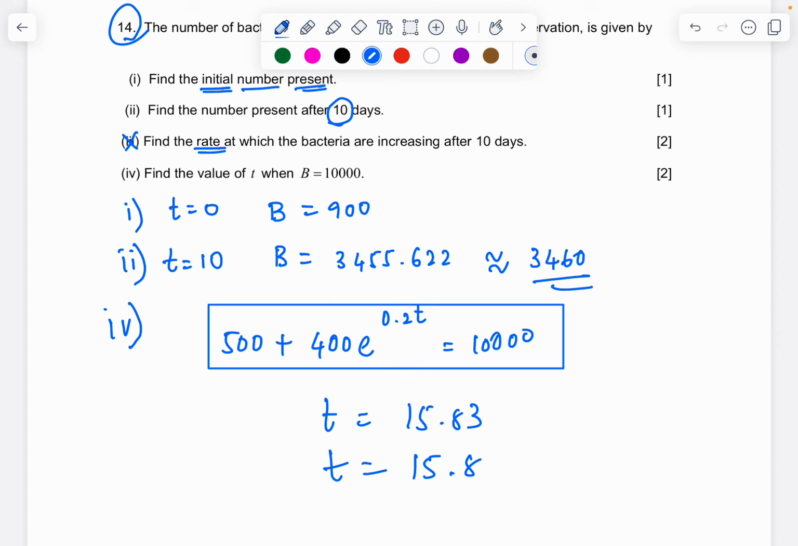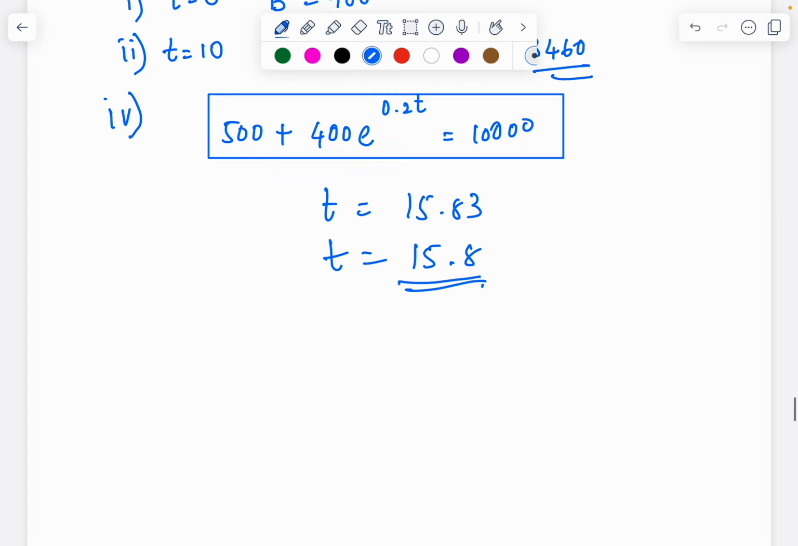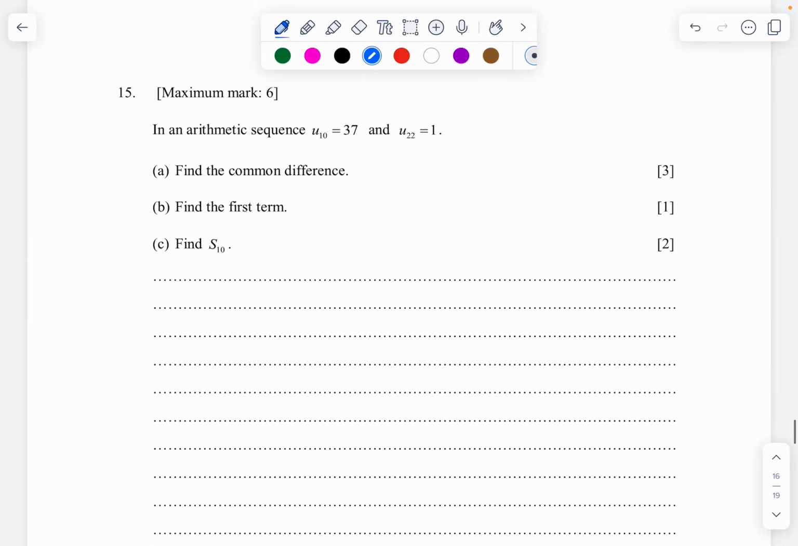19500. Give me a minute. Yeah, 15.83. So the answer is 15.8. Question number 15.